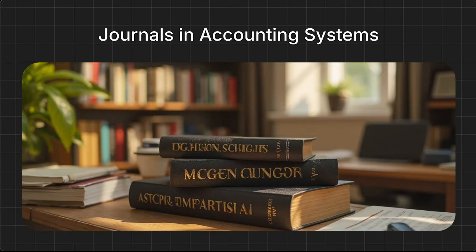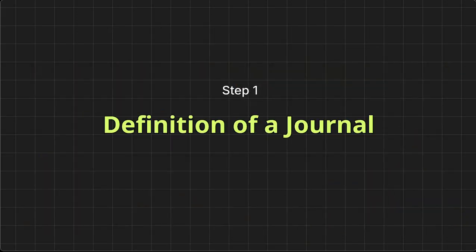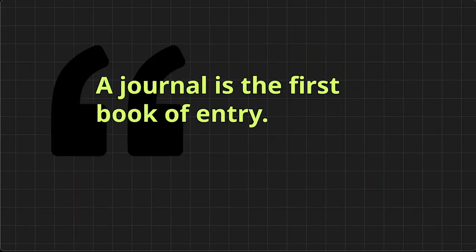2441206. Class Accounting 24A. Journals in Accounting Systems. Definition of a journal. A journal is the first book of entry in the accounting system used to record every financial transaction in chronological order, based on the date when the transaction occurred.